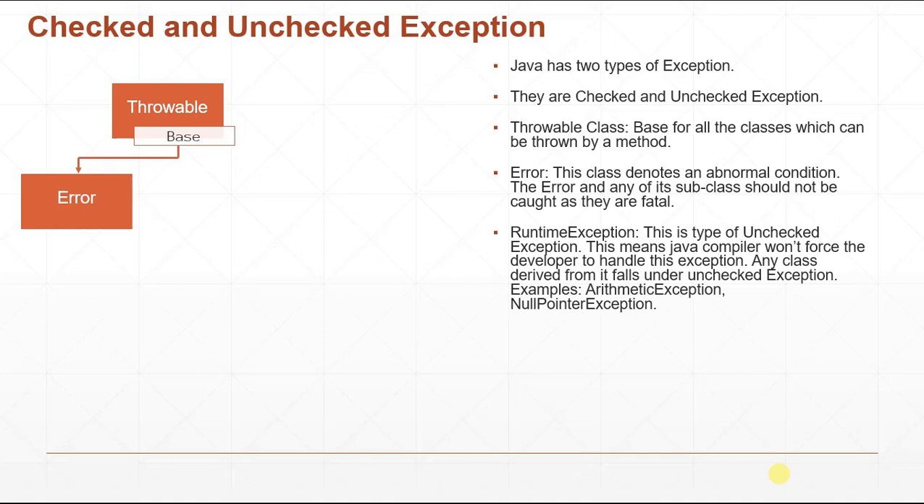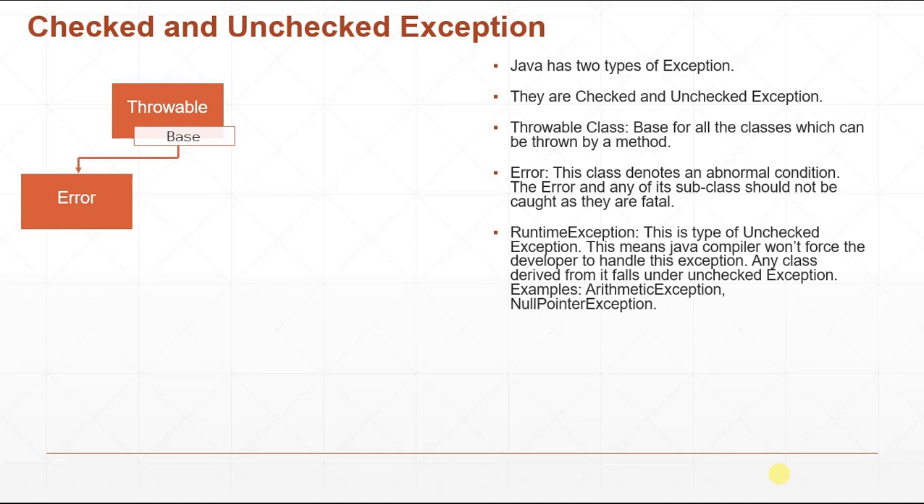Right. So this is the error, and the other major category is exception. And in exception we have two subcategories. One is runtime exception, and another one is the normal exception. So runtime exception is a type of unchecked exception. So unchecked here means the compiler will not check that the user handled this exception.